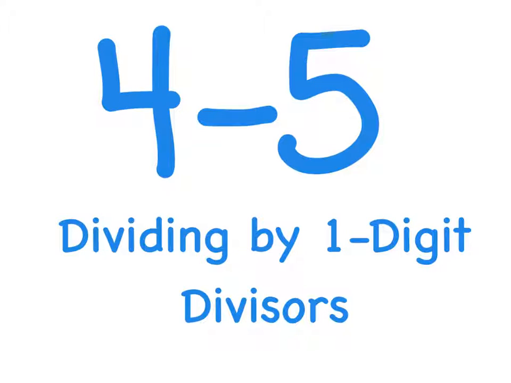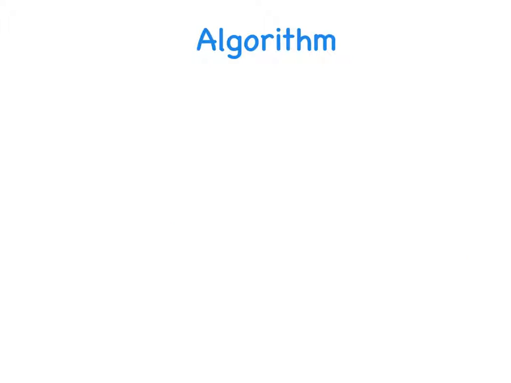In this video, I'll be talking about 4-5, dividing by one-digit divisors. There are two methods that we can use when solving division problems with one-digit divisors. And the first is the traditional algorithm. So we're going to go ahead and look at the problem.